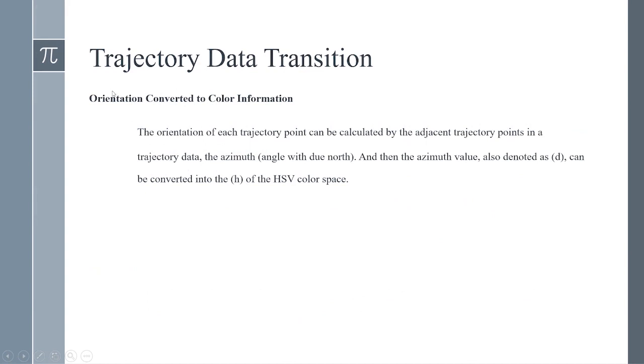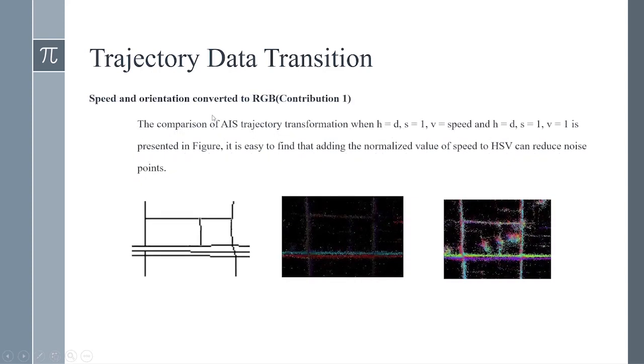Next is orientation covered to color information. The orientation of each trajectory point can be calculated by the adjacent trajectory points in trajectory data. The azimuth is either with dual loss, and then the azimuth value are also loaded as D can be converted into H of the HSV color space. Speed and orientation converted to RGB.